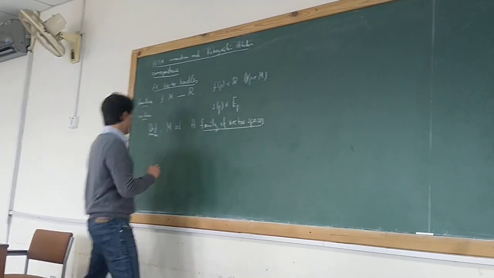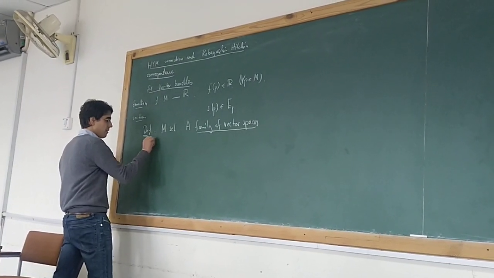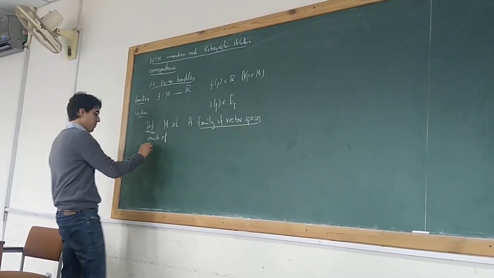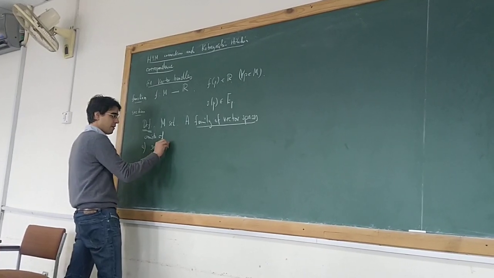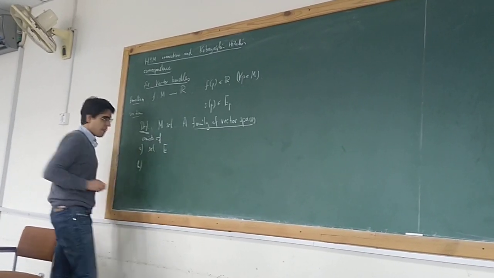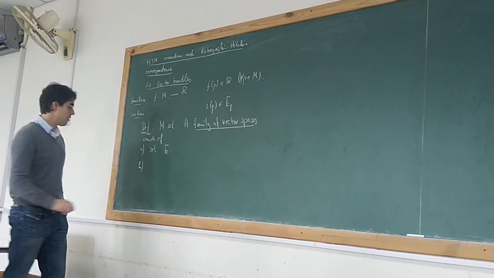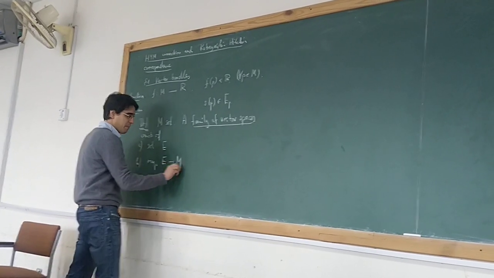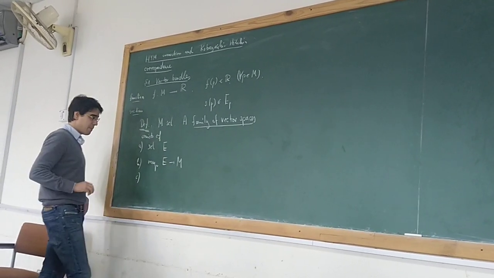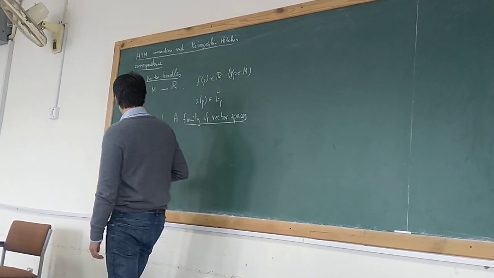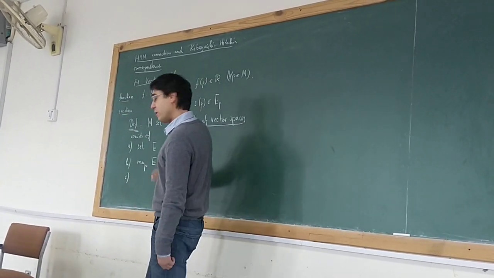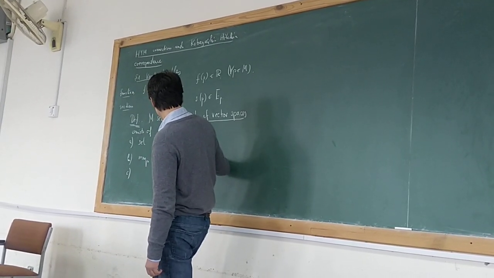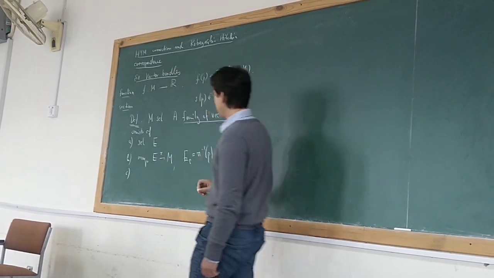So a family of vector spaces consists of two things. First of all, it's going to be a set E. Then we're going to have a map to M. I'll call this map pi, and I'm going to use the notation that E_p is the pre-image of a point p under this map.